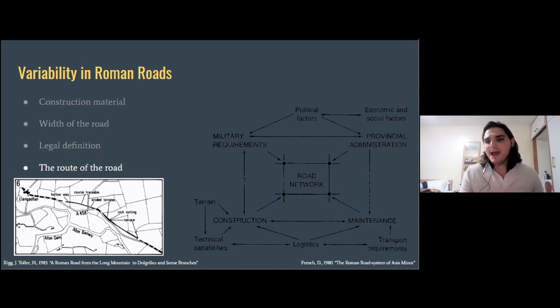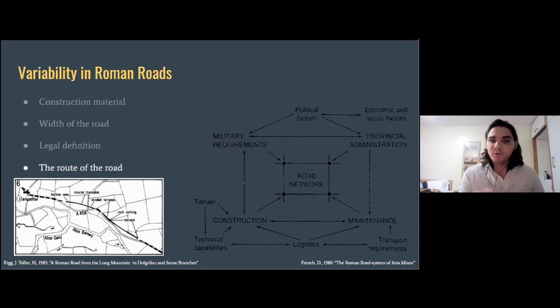And by exploring where and how the roads traverse the landscape, we can start to unravel the social, economic, and political system in which they were constructed. We can ask, why did a road take a certain route? What factors influence the route of a road? What was the function of a road? And this is reflected in its route.